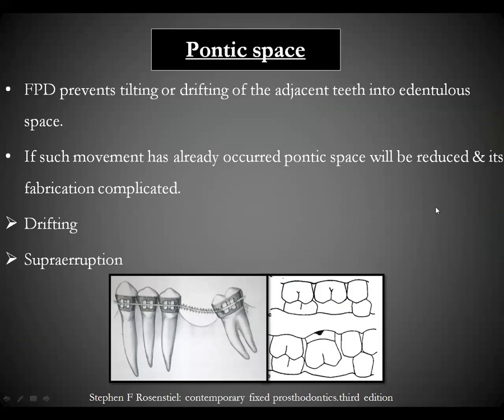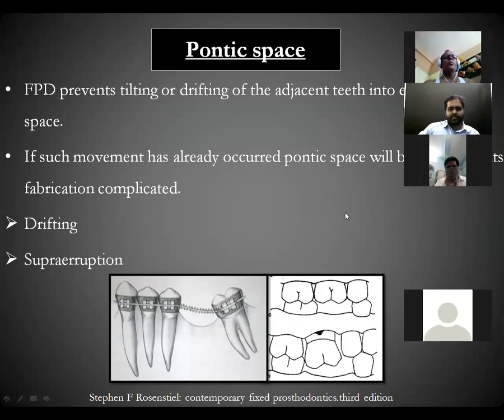Now we have the Pontic space. So basically, we need a proper amount of Pontic space in between your adjacent abutments. If it is not there, we have to do many procedures, like orthodontic procedures. We can go for drifting of the tooth, or supernumerary teeth which are present. Drifting the teeth to create Pontic spaces properly.